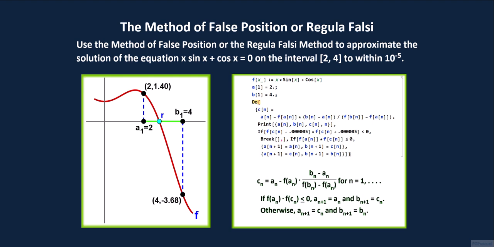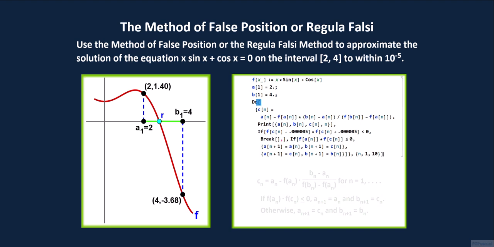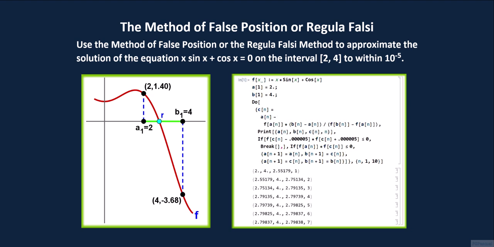To finish the do loop, we put a cap on the number of iterations. Let's have n go from 1 to 10. We evaluate this cell of lines of code. c sub 7, which is 2.79838, is the final estimate for the root r. The exact root up to 7 significant digits is 2.798386.